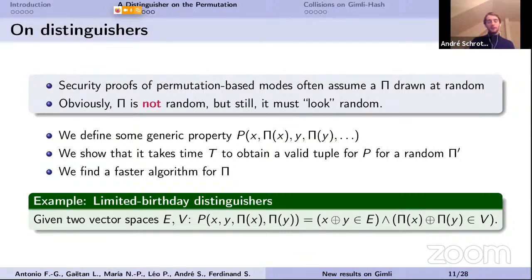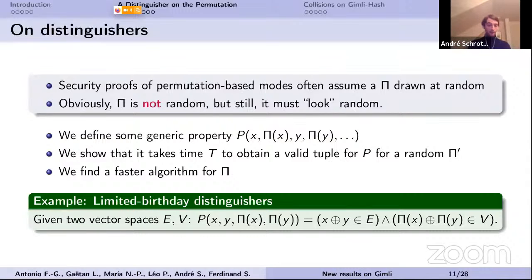So we're going to do things differently. We're going to define some generic property, P, that relates inputs and outputs of this permutation. And we show that if we had only a random permutation with black-box access, it would take some time to obtain a valid tuple for this property. And we show that the permutation we're studying actually has some structure that can be exploited to find a faster algorithm to satisfy this property.